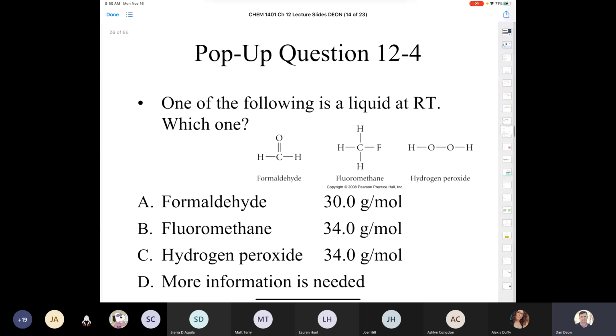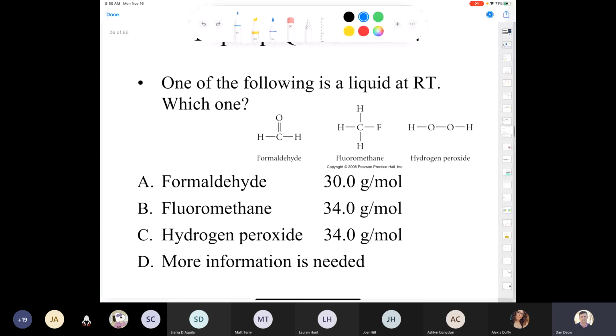Okay, let's try another question. Which one of the following is a liquid at room temperature? It says here one of them is a liquid at room temperature. Which one do you think it is? Okay, I'll give you a second to think about it.